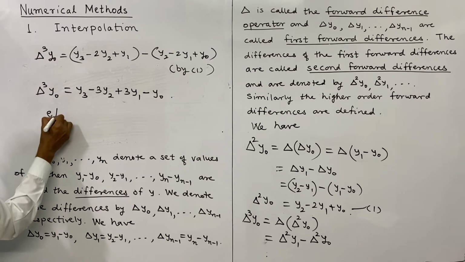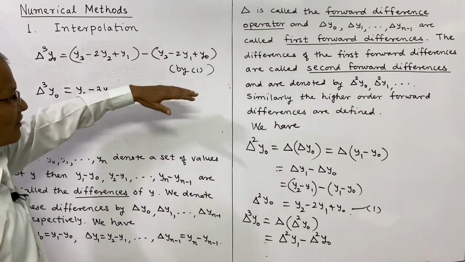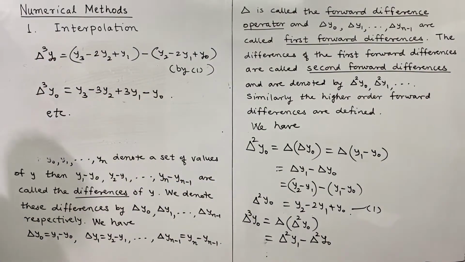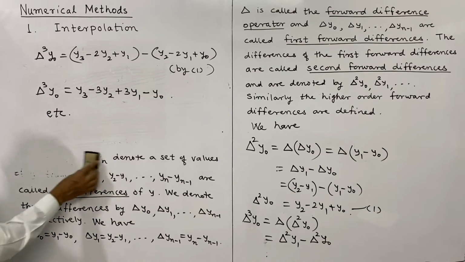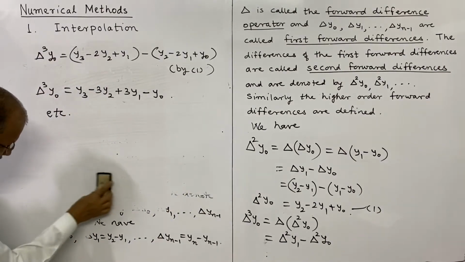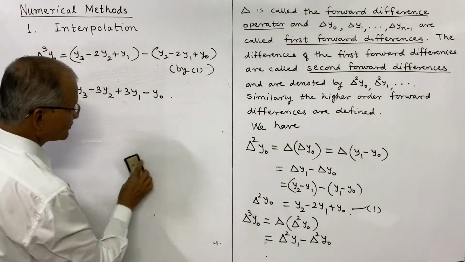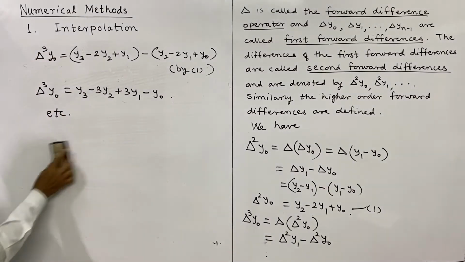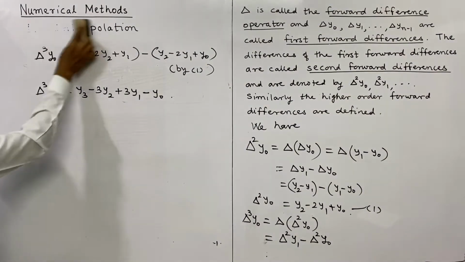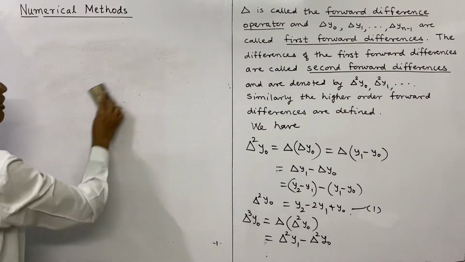The higher order differences can be obtained. This is second order, and this is third order, and fourth order, fifth order differences can be obtained. After this we will construct a table for the forward difference operator, the forward difference table.